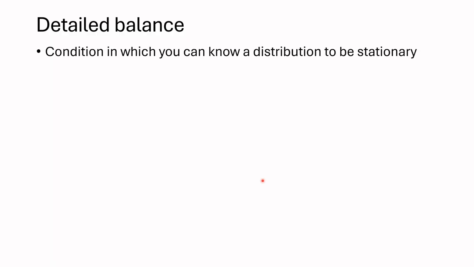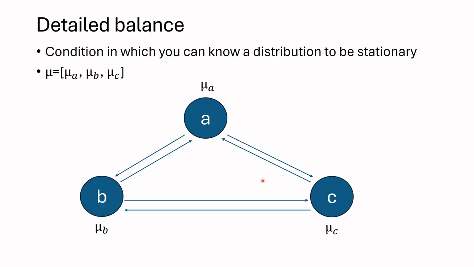So what is detailed balance? Generally it's a condition such that if your distribution satisfies it, then it's a stationary distribution. To show more practically what the distribution is and what this condition means, let's propose another chain here. So this is another Markov chain.